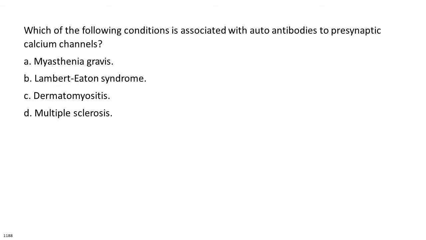Which of the following conditions is associated with autoantibodies to presynaptic calcium channels? A. Myasthenia gravis. B. Lambert-Eaton syndrome. C. Dermatomyositis. D. Multiple sclerosis.